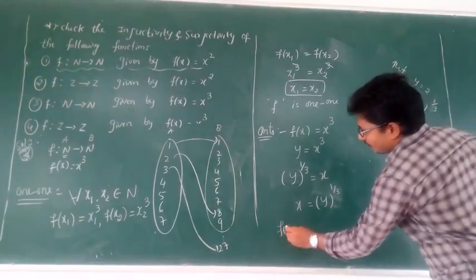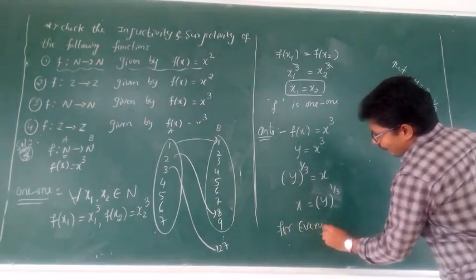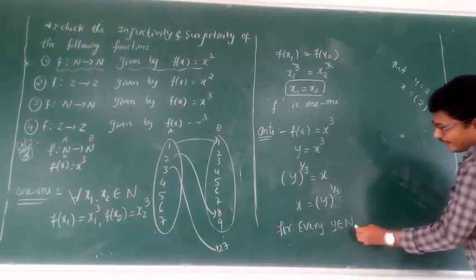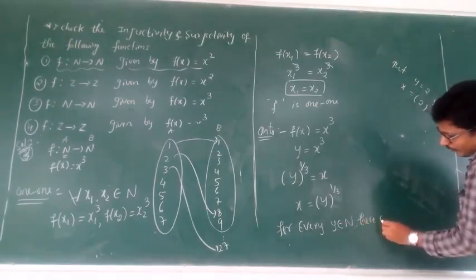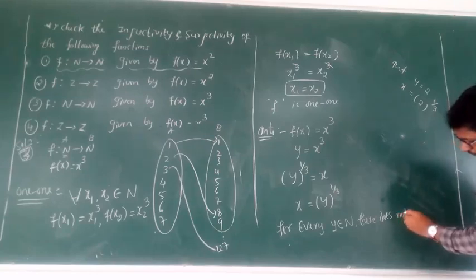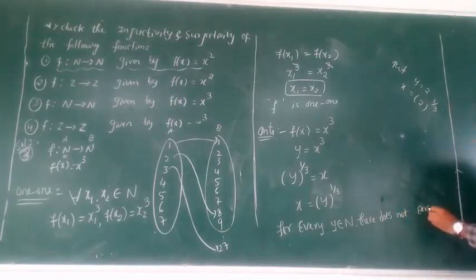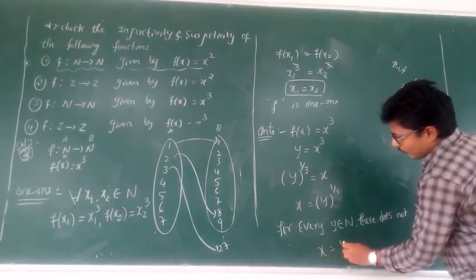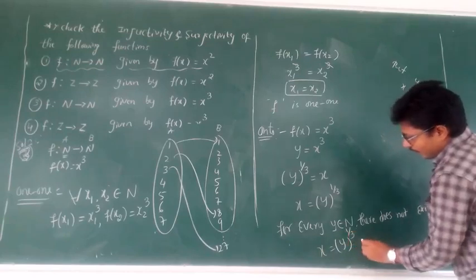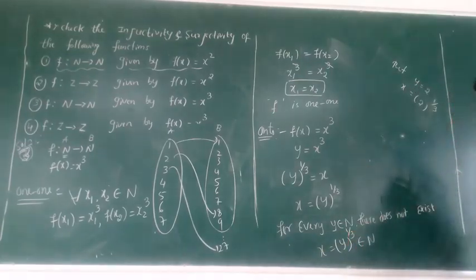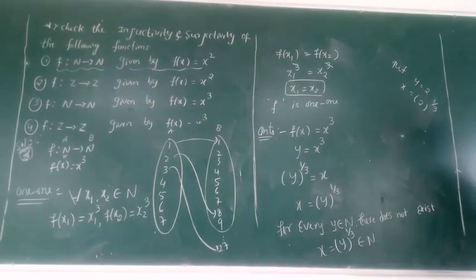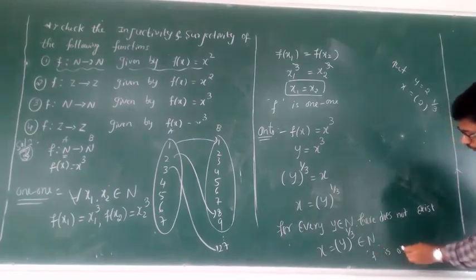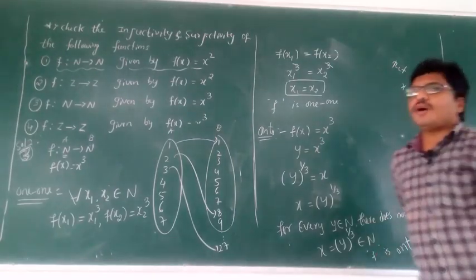So for every y belongs to the first set, the first set is natural numbers, there doesn't exist x is equal to y raised to 1 by 3 in N. For every y belongs to N, there doesn't exist x is equal to y raised to 1 by 3 belongs to N. So f is not onto. Write that, for the 2 marks question.